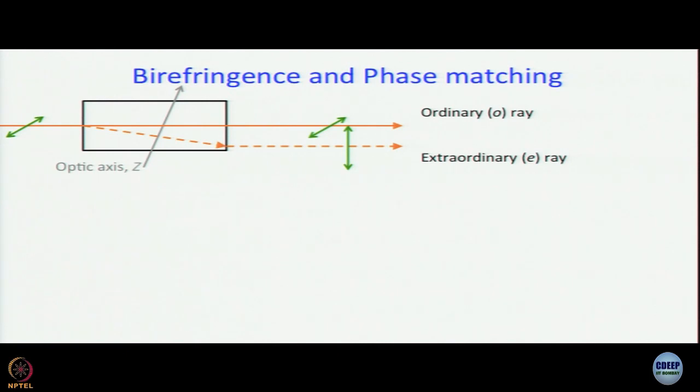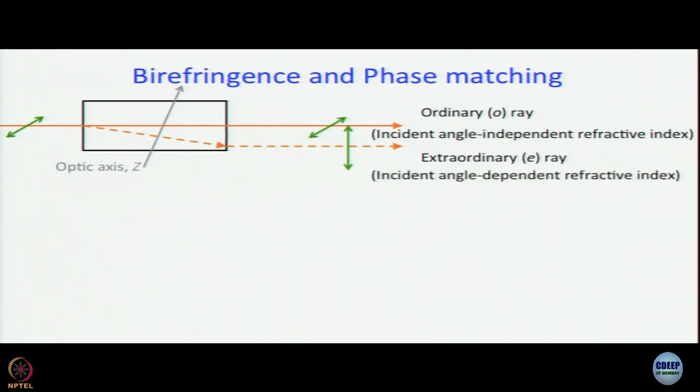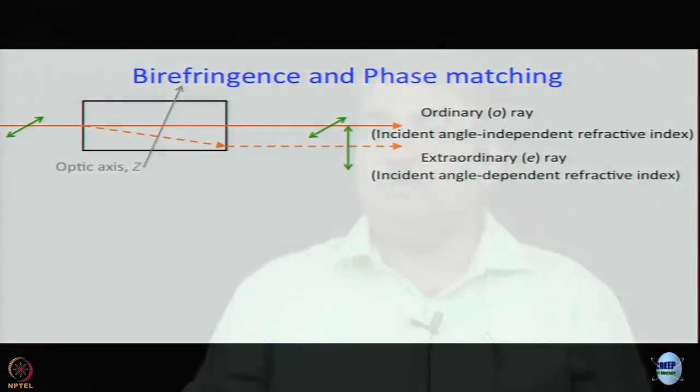Refractive index of the ordinary ray is the same no matter what the angle of incidence is. Of course, refraction will be there because the light is passing from air to a denser medium, but it is the same throughout. Refractive index of the O ray is independent of the incident angle. However, refractive index of the E ray is dependent on the incident angle. Okay? I am just stating facts, we are not proving anything.